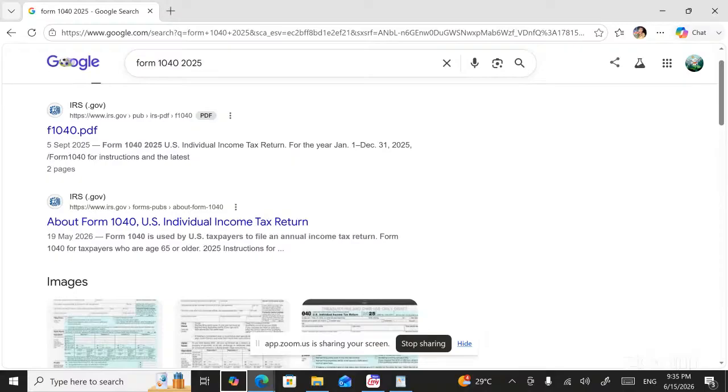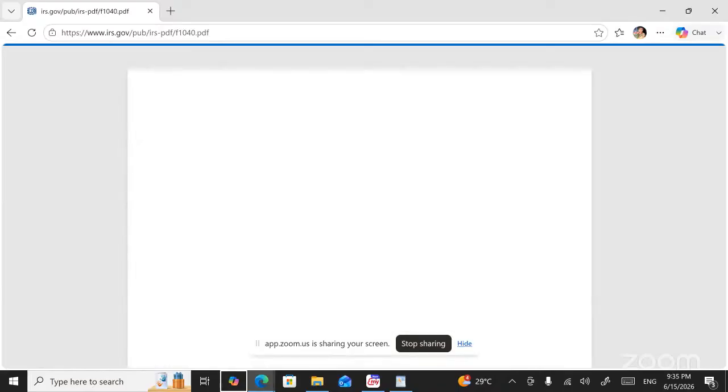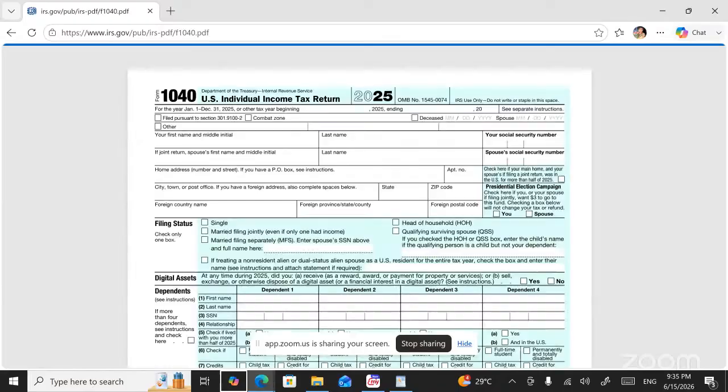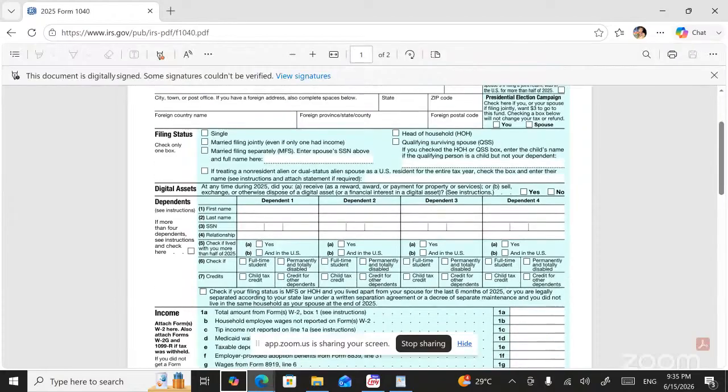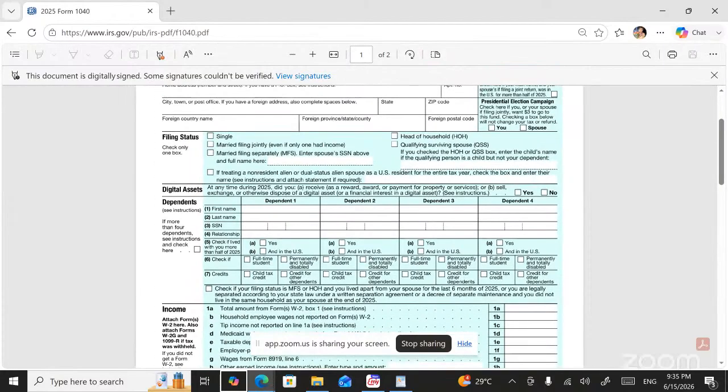Yesterday itself we already shared it. That 1040 we already shared with you on the group. Please check it. You can open it from there also. This is the form to fill the individual tax, right, sir? Yes, you can carry on.